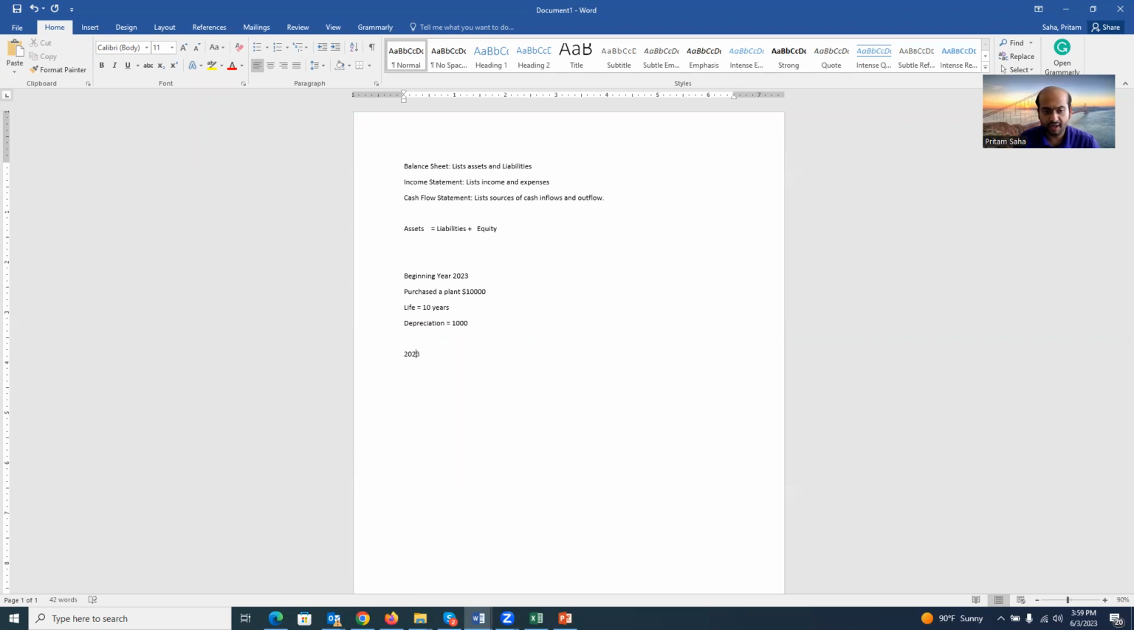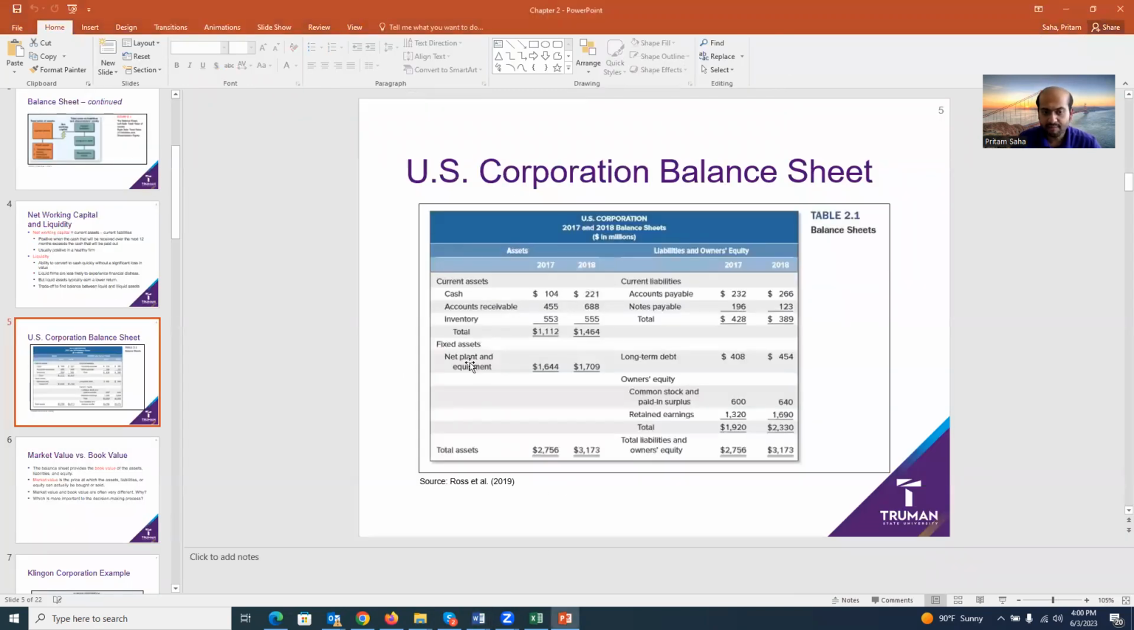So end of 2023, plant value should be recorded $10,000, depreciation $1,000. So net plant is $9,000. So it should be recorded like this. Make sense? So on the slide, net plant and equipment, cost minus all the depreciation so far from the purchase.